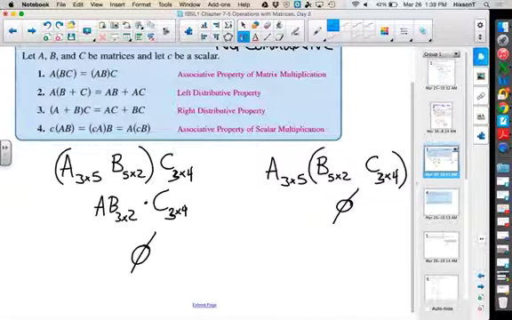So, even if there's no solution, the associative property would show that. Okay? So. Now, number 2 up here.